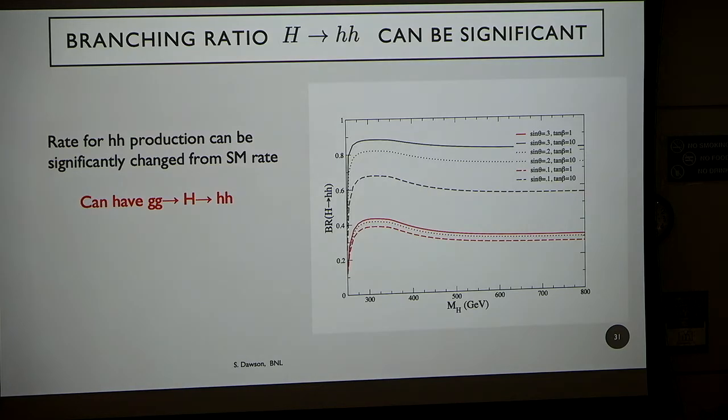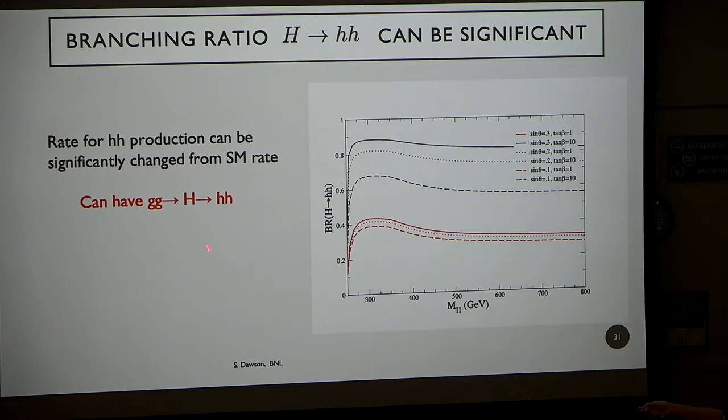Okay, so there are a lot of kind of cool things that happen here. You can have the branching ratio of this heavier guy to the standard model Higgses be actually pretty big. So you can see here the branching ratio could be 0.4, 0.3, whatever. So you can have fairly large branching ratios of the heavier guy into the lighter guys. And what does that mean?